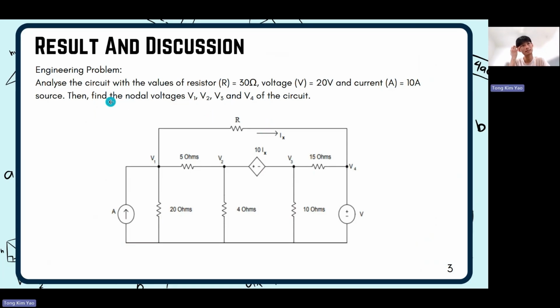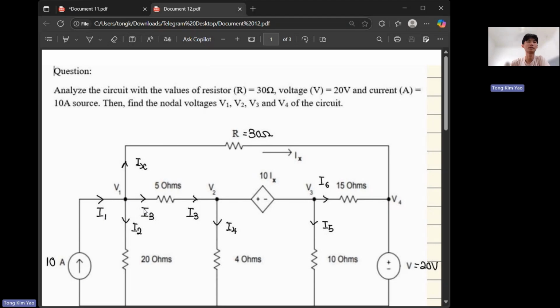So this is the engineering problem that we found. We need to analyze the circuit with the values given: R equals 30 ohm, the voltage V equals 20 volt, and the current source A equals 10 ampere. Then we need to find the nodal voltages V1, V2, V3 and also V4. So now I will present the manual calculation part. Firstly, we label each circuit line IX, I1, I2, I3 until I6.